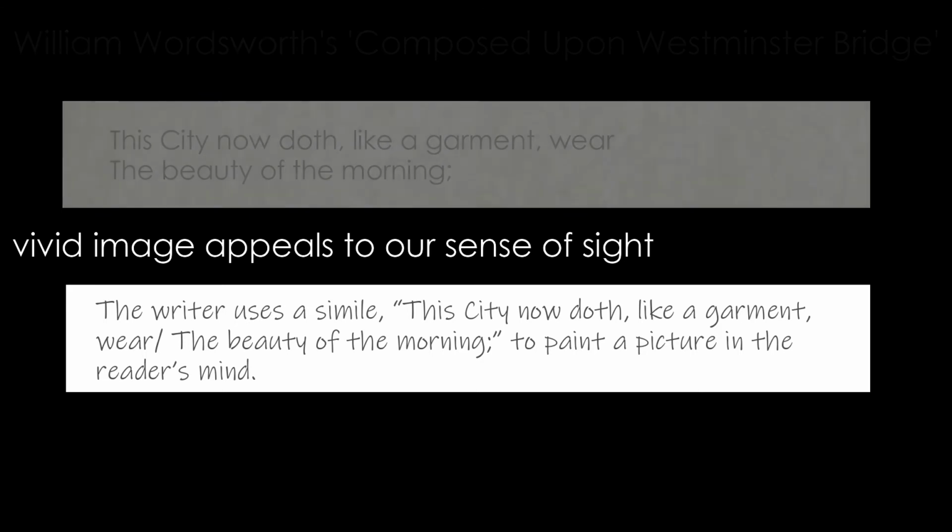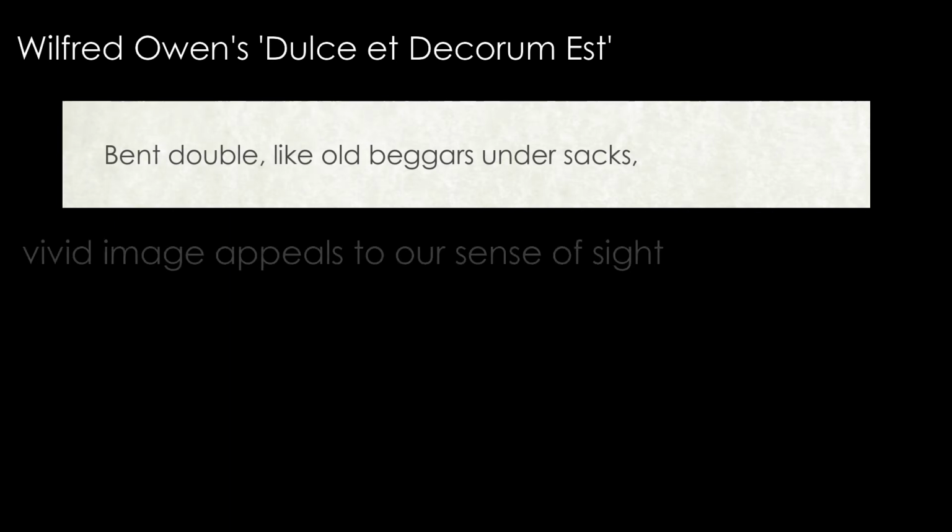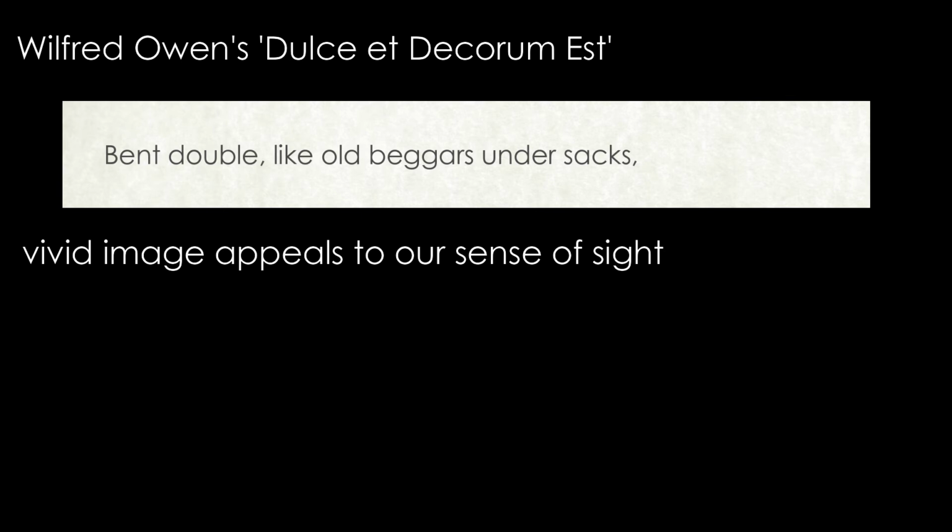Now we're going to look at the first line of Wilfred Owen's poem, Dulce et Decorum Est. "Bent double, like old beggars under sacks." This very vivid image describes the appearance of a group of exhausted First World War soldiers who are returning to their dugout after some particularly fierce fighting, and is another, therefore, that appeals to our sense of sight.